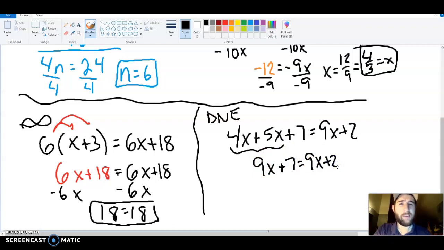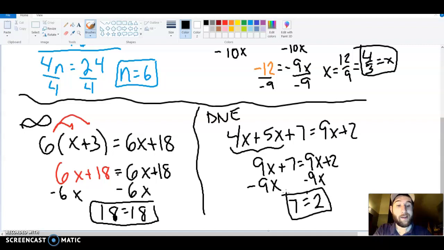And you can already kind of tell the difference. 9x plus 7 is not the same thing as 9x plus 2. But to really drive it home, we'll subtract the 9x's on both sides, get rid of our x's completely. That gives us 7 equal to 2. 7 cannot equal 2. There is no x in this answer. So no matter what value of x I pick, 7 cannot equal 2. So there is no possible solution. This equation does not exist with any values of x that would make it true.